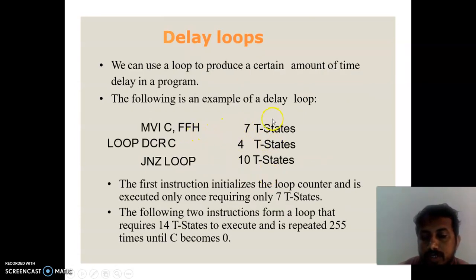Initially, out of these 2000 clock states, 7 clock states are defined for the first instruction. The remaining has to be built up such that 14 times the number of repetitions of the loop gives exactly 2000 clocks, that is, 2000 minus 7. And one more thing you need to mention: when the jump instruction executes, it takes 10 clock states. If it doesn't execute, it takes fewer than 10 clock states. That is the reason. So by this, we can make a delay of the required time.